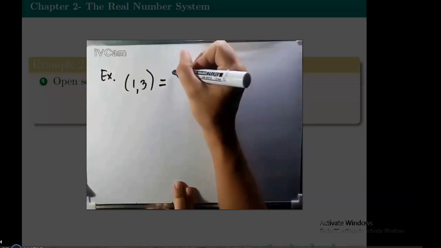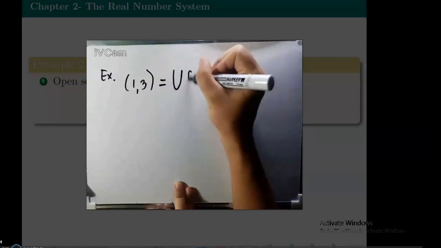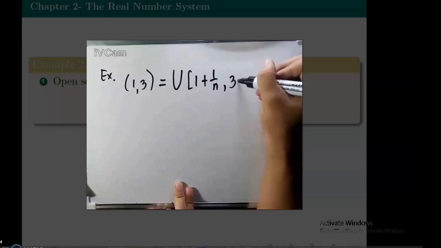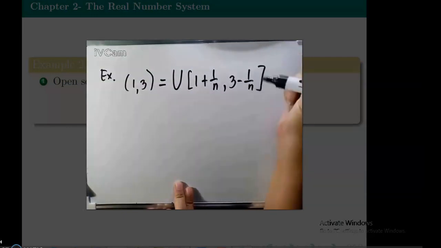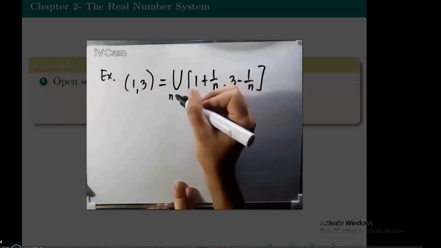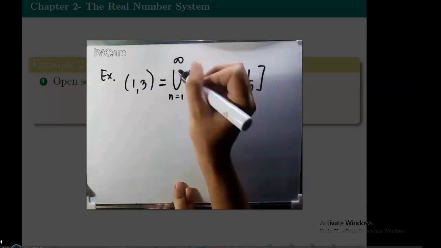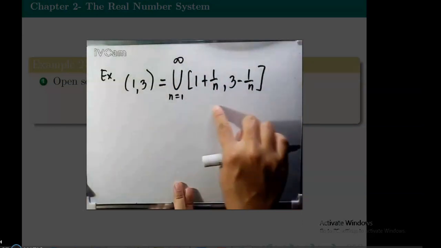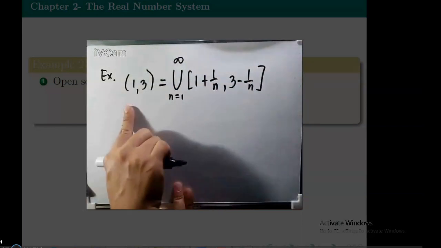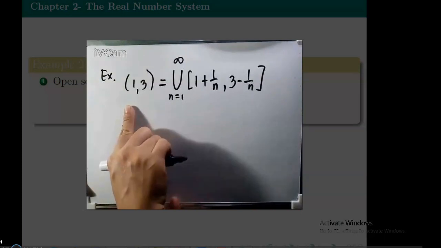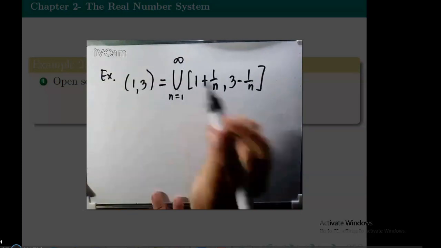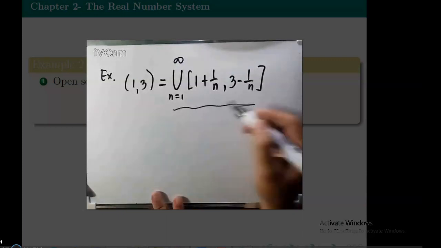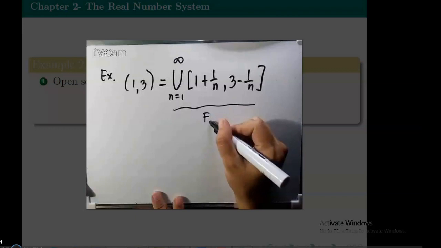So we can rewrite this as the union of the closed intervals from 1 plus 1/n to 3 minus 1/n, where n is from 1 to infinity. So this countable union of closed sets is equal to the open interval from 1 to 3. So this open interval is, of course, an F sigma set.